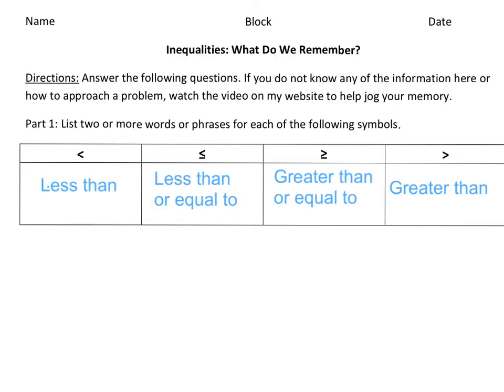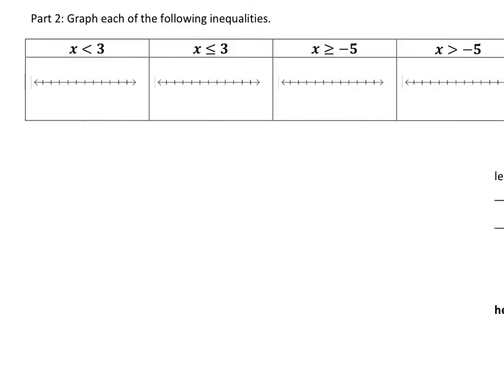Record these in your boxes and see if you can come up with some other words for each of these. For example, where would minimum go, or maximum, or at least, or at most, no more than, no less than? All of those are associated with different symbols here. Now let's graph each of these.